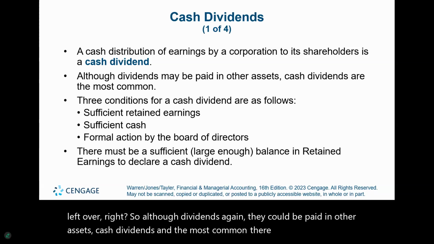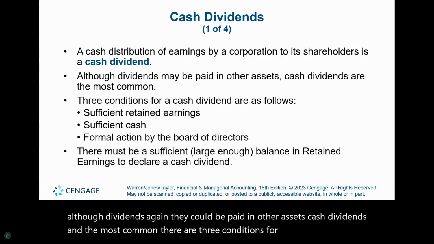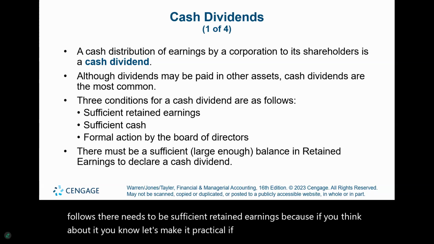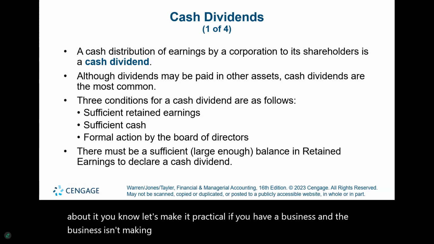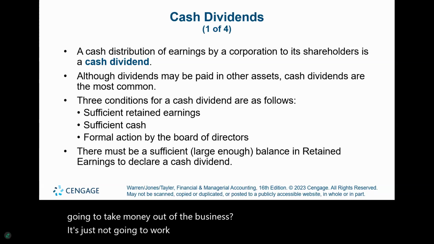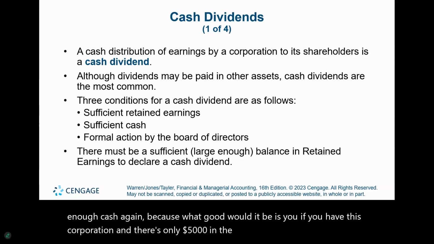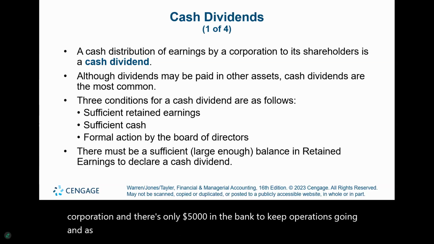There are three conditions for cash dividends as follows. There needs to be sufficient retained earnings, because if you think about it, let's make it practical: if you have a business and the business isn't making money, how are you going to take money out of the business? It's just not going to work. You need to make sure that there's sufficient cash, because what good would it be if this corporation has only $5,000 in the bank to keep operations going, and as the owner you take all $5,000? There needs to be sufficient cash to keep the operations going.